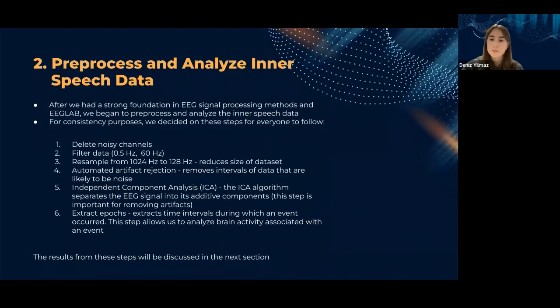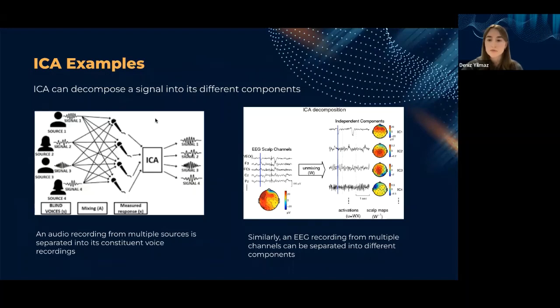And then next, we used automated artifact rejection, which removes intervals of the EEG recording that are likely to be noise. And after that, we used independent component analysis, known as ICA, to separate the EEG recording into different components. Since that's sort of abstract, on this slide are some examples that might be helpful for understanding ICA a bit better. In the image to the left, what ICA does is it takes an audio recording from multiple sources and separates it into its constituent voice recordings. And similarly, ICA can take an EEG recording from multiple channels and separate it into different components.